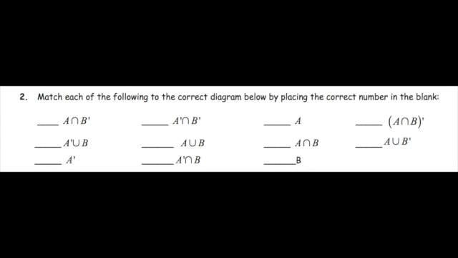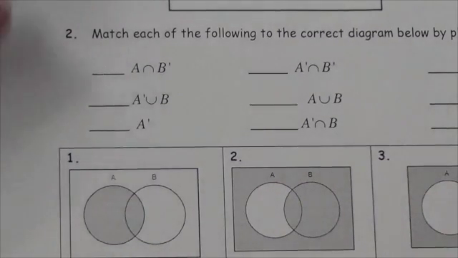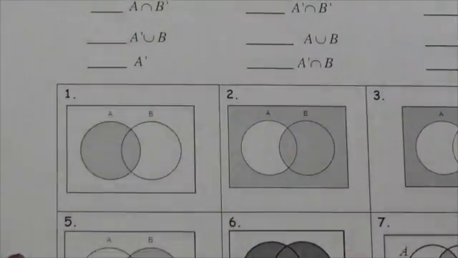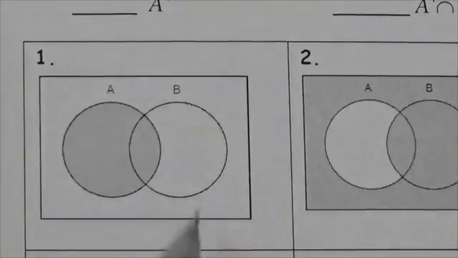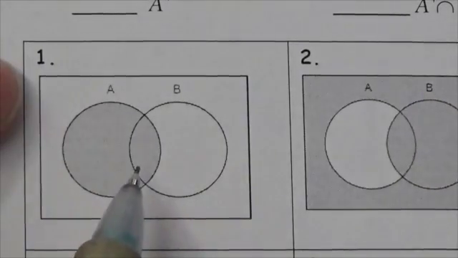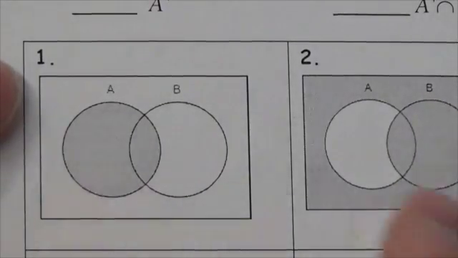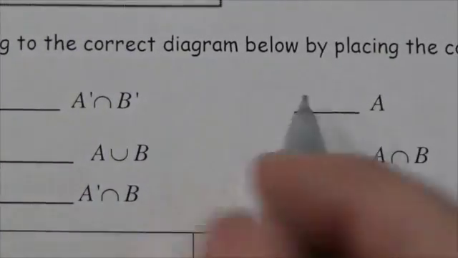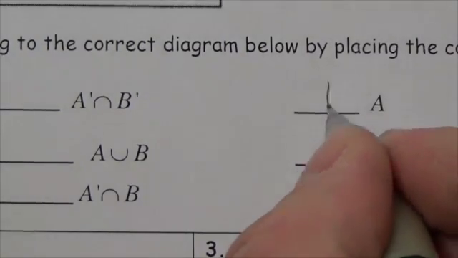Match each of the following to the correct Venn diagrams represented below. Okay, so we're going to be doing some matching here. Maybe what we do is let's take a look at the diagram here first of all. Let me zoom in a little bit here. Let's look at this diagram here. What have I highlighted here? Well, it's just A. Just A. So let's just take a quick look through here. Anything here that's just A. There it is. Yeah, just A. So this is going to be diagram 1.